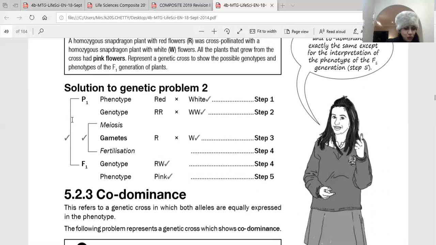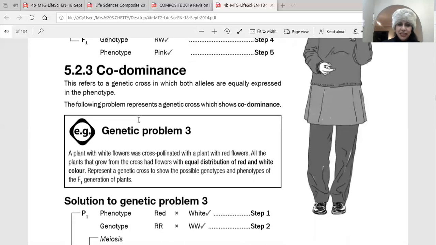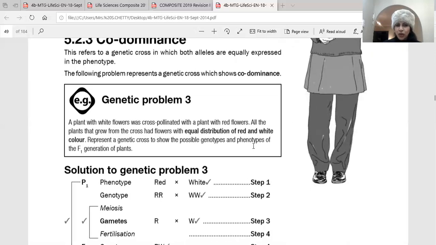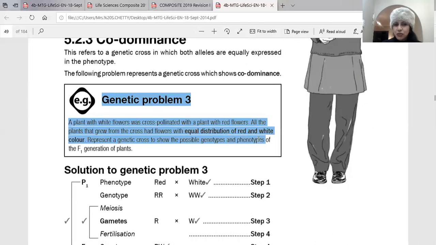So if I have red cross white, red flower cross white flower, what do you think my offspring is going to look like? Yes, a flower having red with white patches or white with red patches. So there'll be red and white in the flower. What a lovely thing. So once again, we're looking at representing it. A plant with white flowers crossed with a plant with red flowers, and then you're going to get flowers with an equal distribution of red and white, equal distribution.